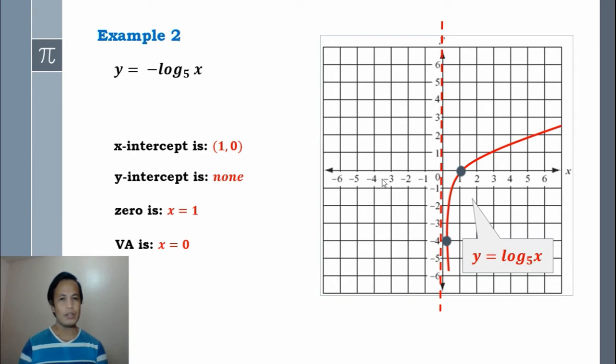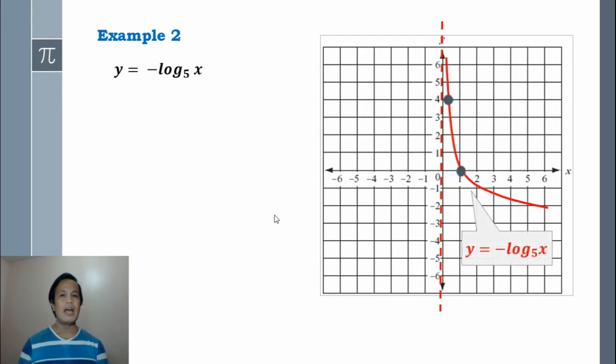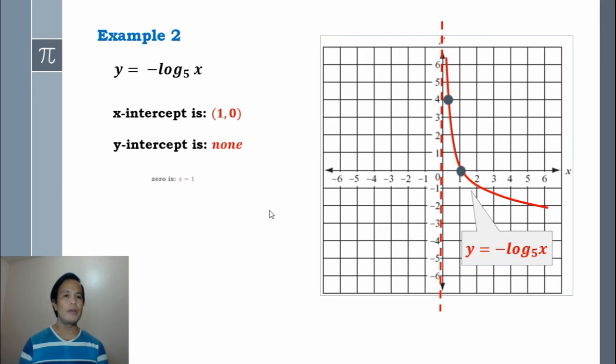So what will happen to the graph of this function if we are to plot it? The graph will look like this. And since this is in general form, our graph will still cross the point (1, 0). Again, we still have the vertical asymptote at x equals 0, which is the y-axis. So since this is in general form, the x-intercept, y-intercept, zero, and the vertical asymptote are just the same.